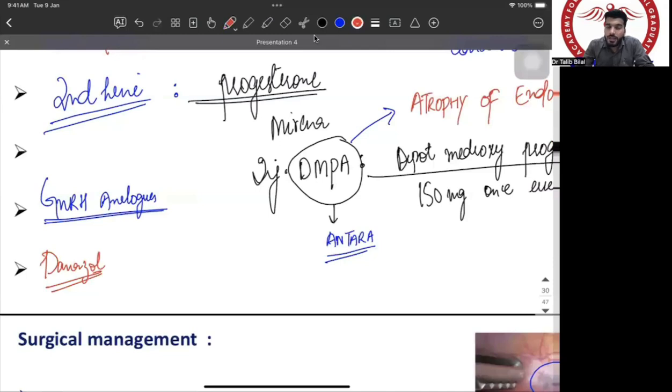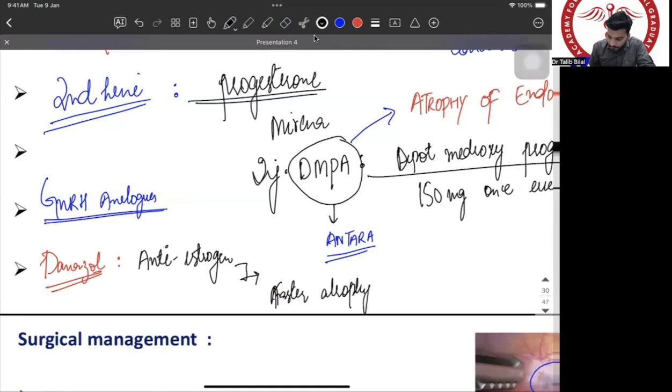Now we already know which hormone helps in the proliferation of the endometrium. That's going to be estrogen. If you have studied the menstrual cycle, in the first 14 days there is a proliferative phase, that means there is proliferation of the endometrium, and the hormone that helps in this is estrogen. Now danazol has anti-estrogenic action. That means if estrogen is causing hypertrophy, danazol will cause atrophy. It will cause faster atrophy of endometrium because it has an anti-estrogenic action.